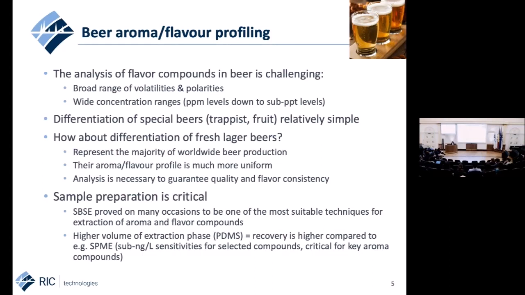Now we know that differentiation of special beers, such as for instance Trappist beer or fruity beer, is relatively simple. But how about lager beer? Because we know, first of all, lager beer is the most produced type of beer worldwide. And it's not only the most produced, it's also the most consumed beer worldwide. And the difficulty there is that their aroma and flavor profile is more uniform. So actually, it's more difficult to find differences between the different brands, different producers, different countries, and so on.